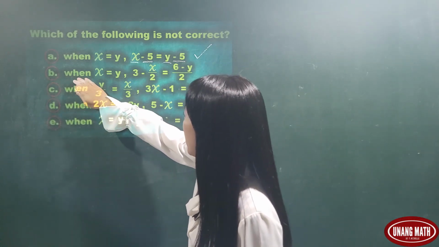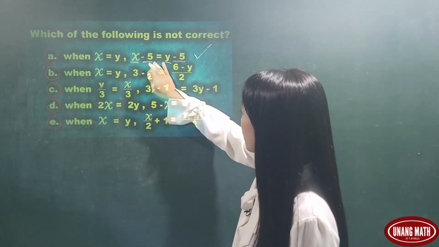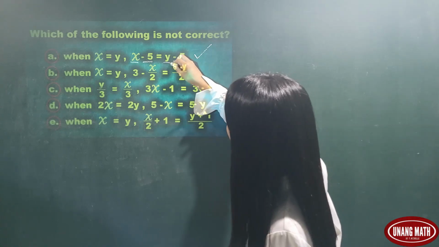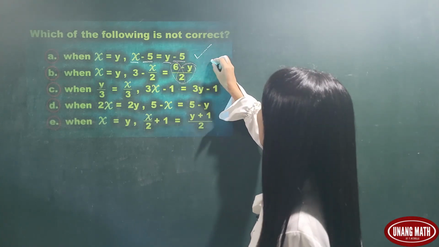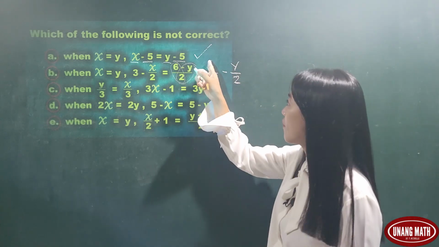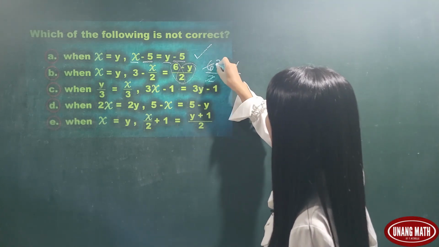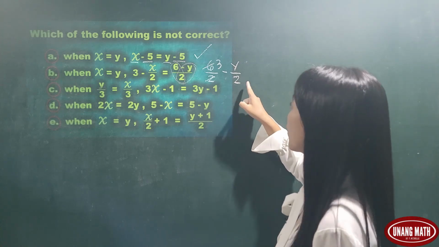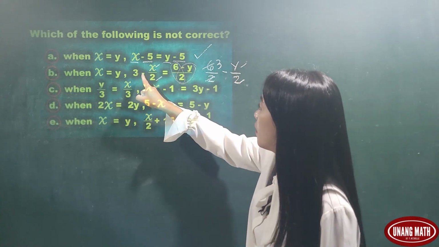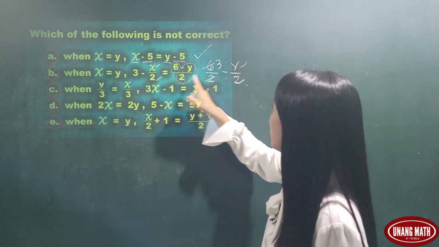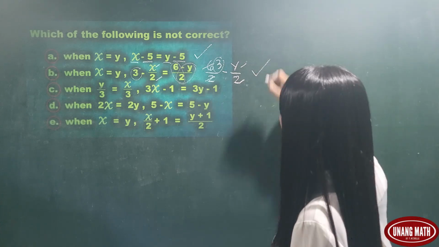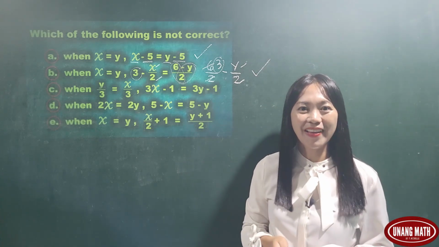Okay, how about letter B? When x is equal to y. 3 minus x over 2 is equal to 6 minus y over 2. 6 minus y over 2 is 6 over 2 minus y over 2. So let's rewrite 6 over 2 minus y over 2. We can simplify 6 over 2. This is equal to 3. So we have 3 minus y over 2. Okay, x is equal to y. So this is 2, this is also 2. Minus x over 2, this is also minus y over 2. This is 3, this is also 3. So that means this equation is true or correct.